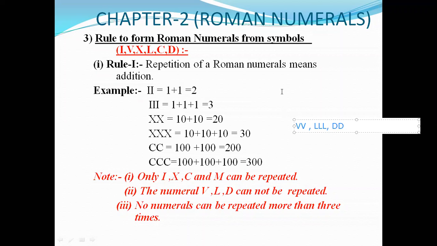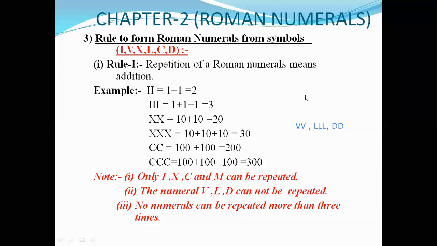It means we cannot write in this way. This is wrong. This is also wrong. V and V is wrong according to this exception.